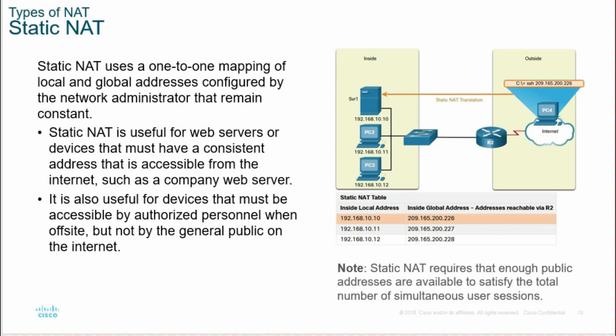So static NAT ni sebab dia akan bertukar dia punya translation itu sesuai digunakan untuk devices like servers ataupun a particular PC yang you want the outside network access. Jadi kita tak mahu the public IP ataupun the inside global addresses to always change. So we do it in a static NAT kind of way.